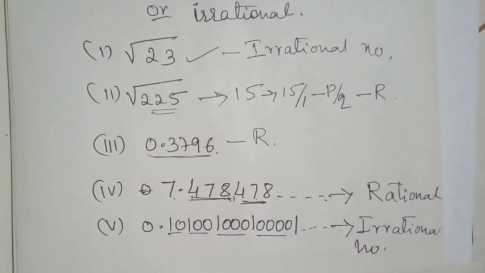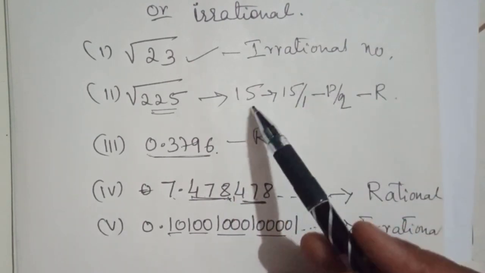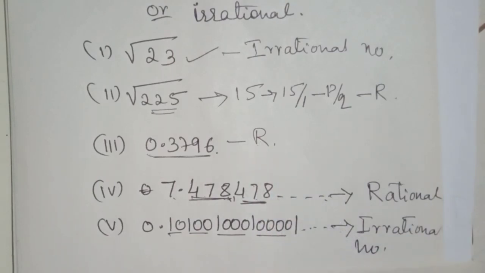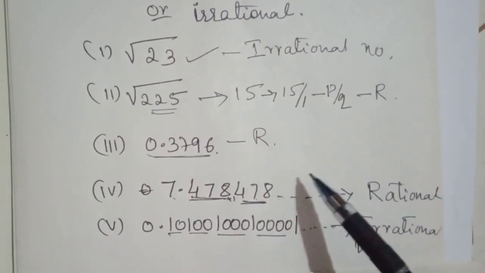So here only the first and the fifth are irrational numbers, and the rest, that is the second, third and fourth, are rational numbers. And the reason also I explained.